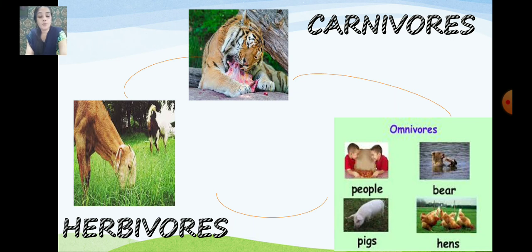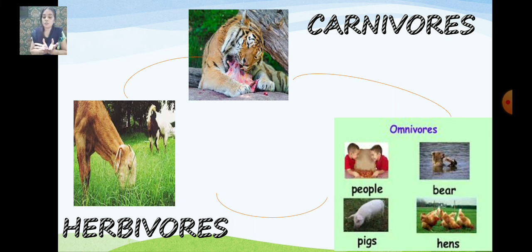Now next, we have already learned about the food chain. Herbivores, the group of animals called herbivores, eat plants. Carnivores eat the herbivores. Omnivores eat both plants and animals. So all animals depend on plants for food.